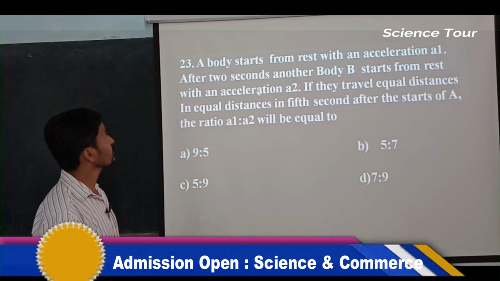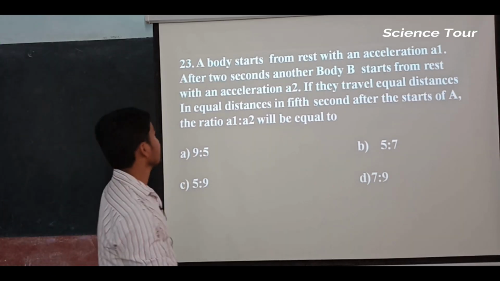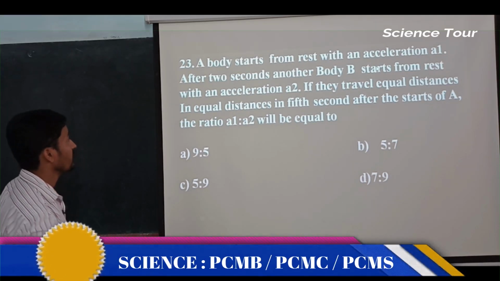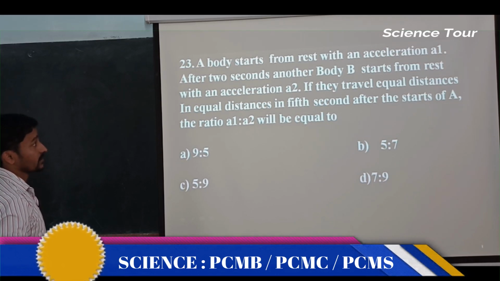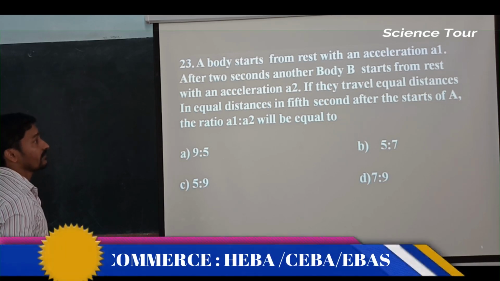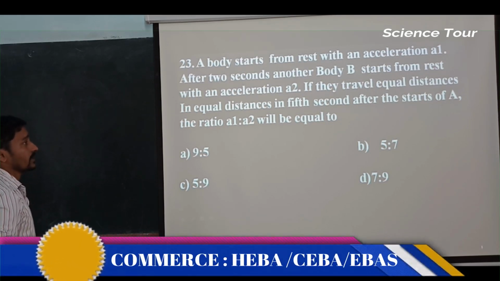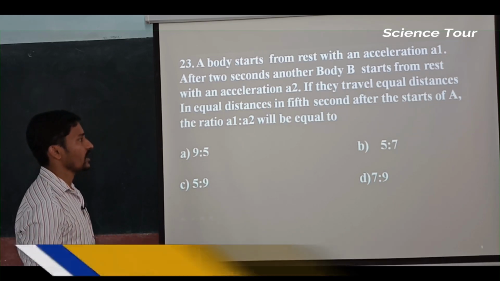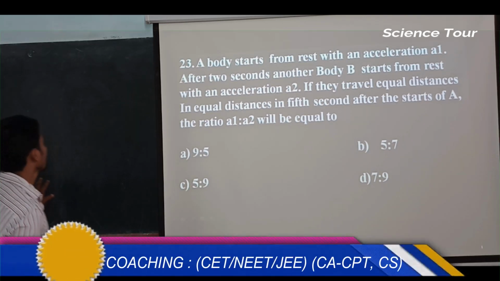The next question, which you can see on the screen, says: a body A starts from rest with an acceleration a1, and after 2 seconds another body B starts from rest with an acceleration a2. If they travel equal distances in the fifth second after the start of A, the ratio of a1 and a2 will be?